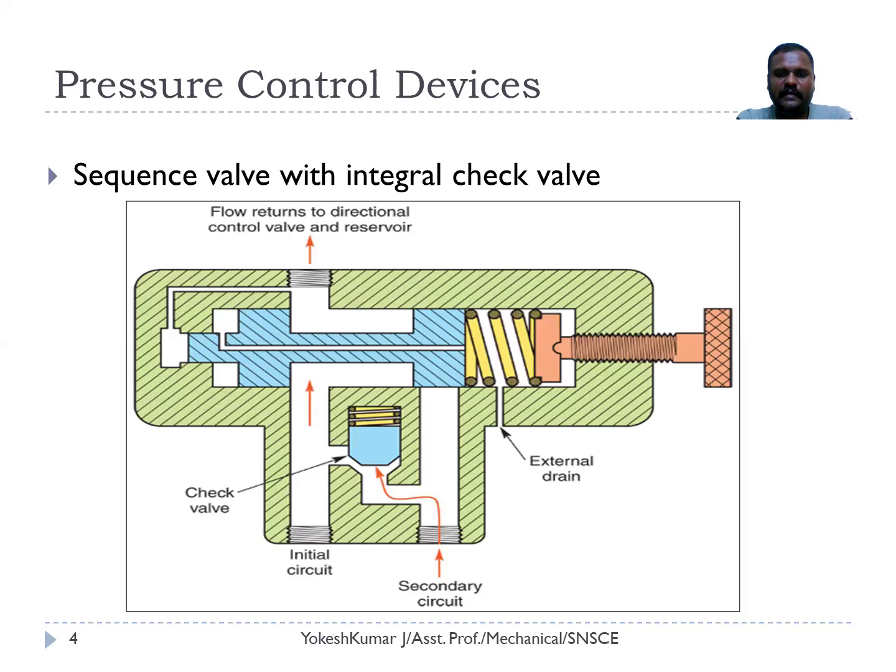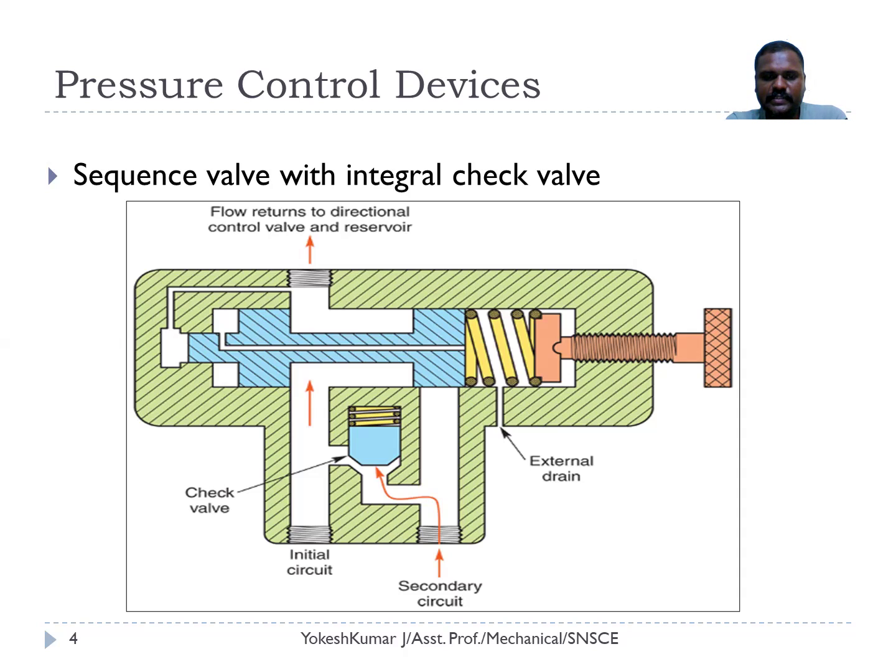In this figure, we have a valve body, and inside the valve body, there is a spool. The spool is subjected to the spring force. The tension of the spring can be adjusted by adjusting the screw. We have three ports. One is connected to the pump, another is connected to the initial circuit, and the secondary circuit is connected to the other port. As I mentioned earlier, the check valve is an integral part of this.